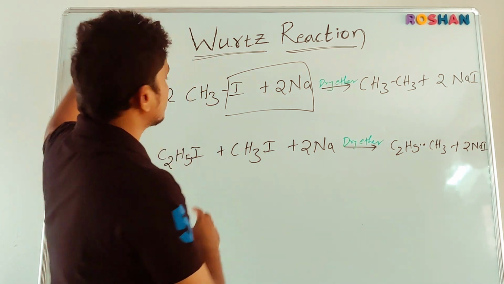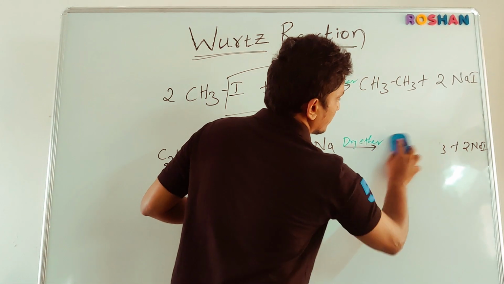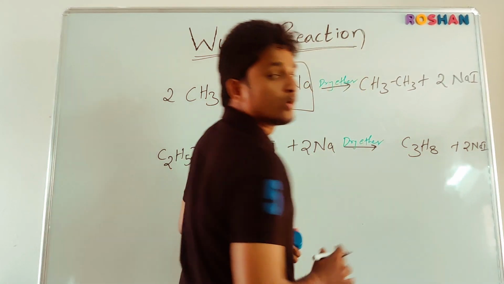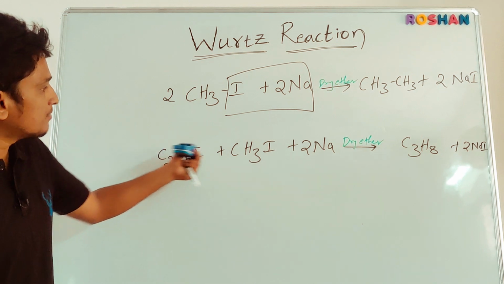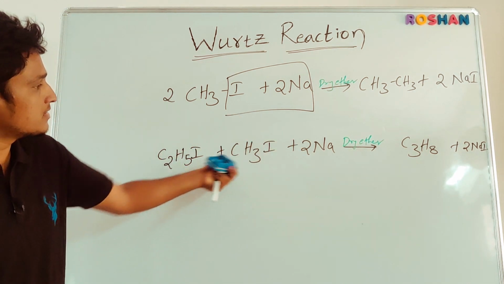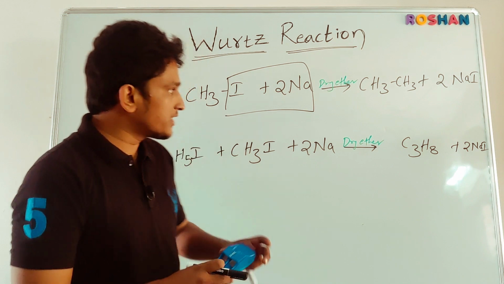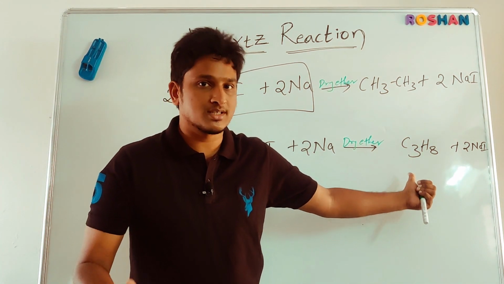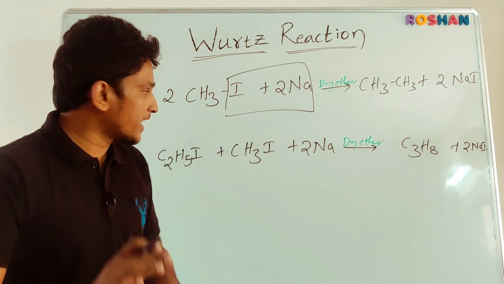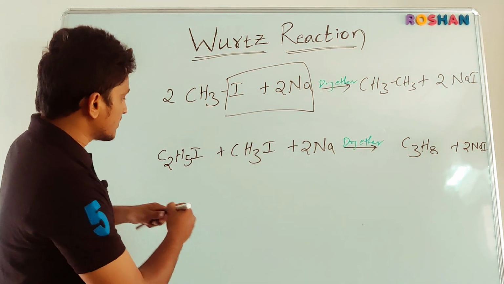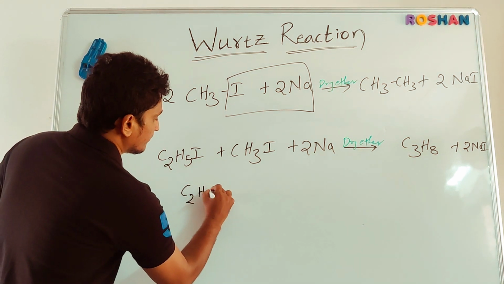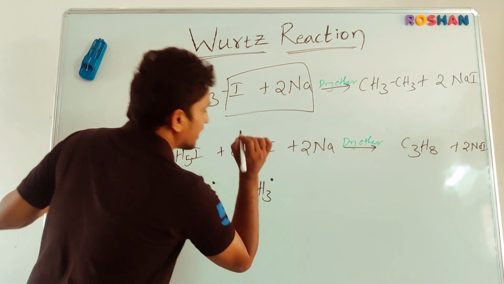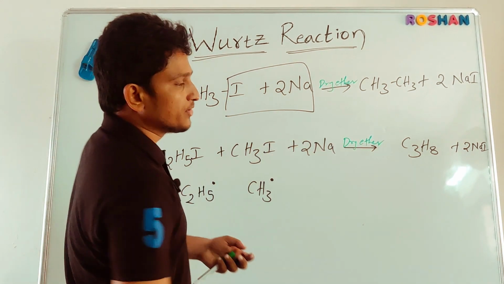Now what is the compound, students? C2H5 and CH3 produce propane. Is it clear, students? 2 carbons, 1 carbon, so total 3 carbons, and 5 plus 3, 8. So students, in this reaction, is this the only product possible, or are there any other byproducts? Imagine, you already know the mechanism. Here we end up with an ethyl free radical and a methyl free radical. They combine and produce propane.